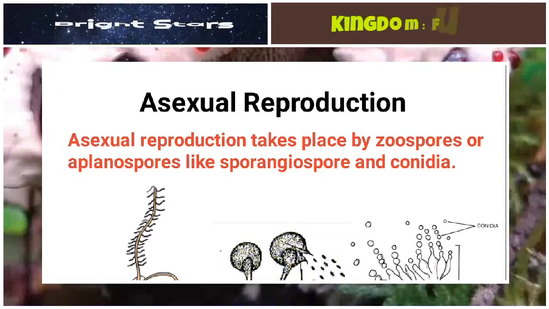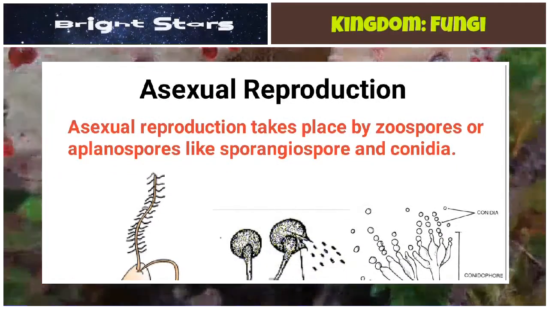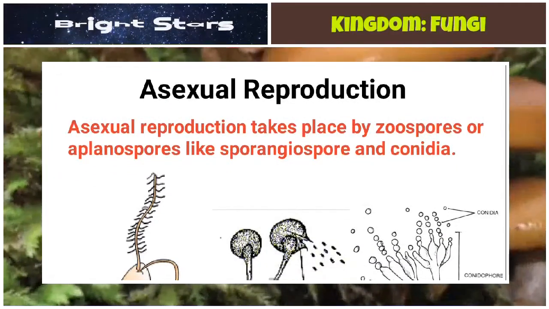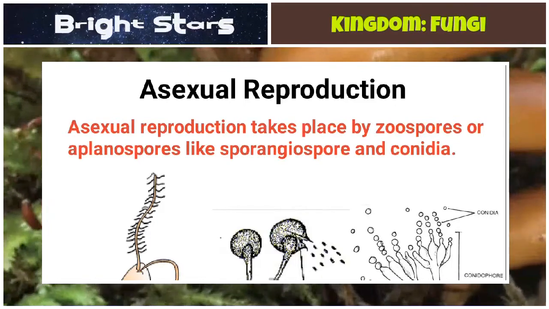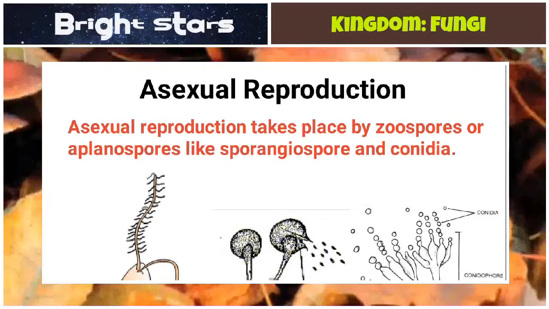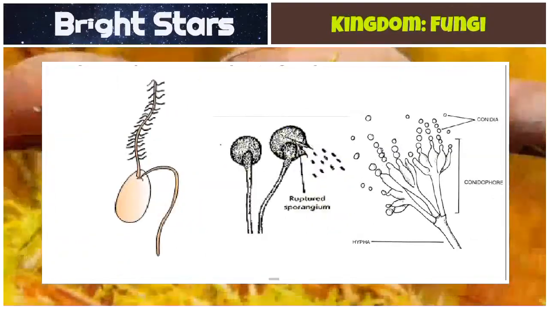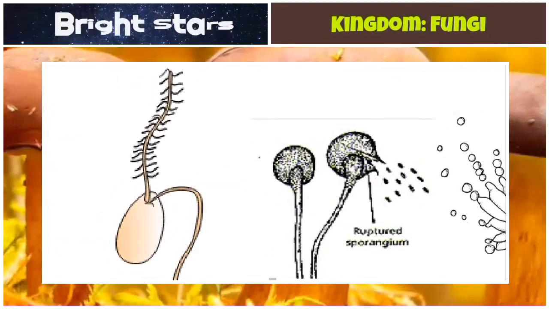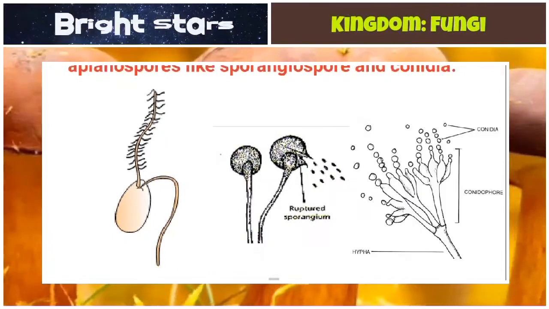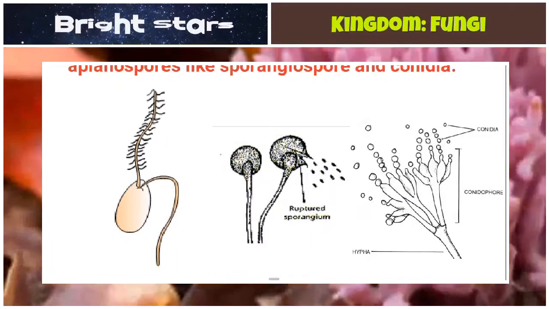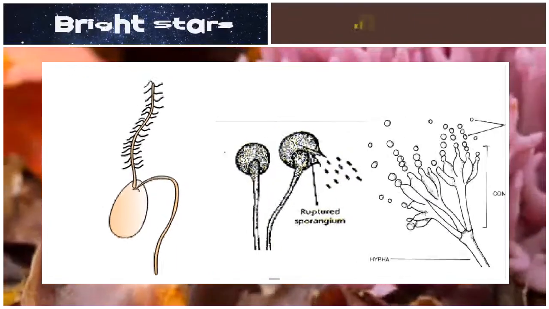So next, asexual reproduction. Asexual reproduction takes place by zoospores or aplanospores, like sporangiospores and conidia. So here you can see zoospores. Zoo means animal. They have flagella and move in water. They swim in water. That's why we call them zoospores.